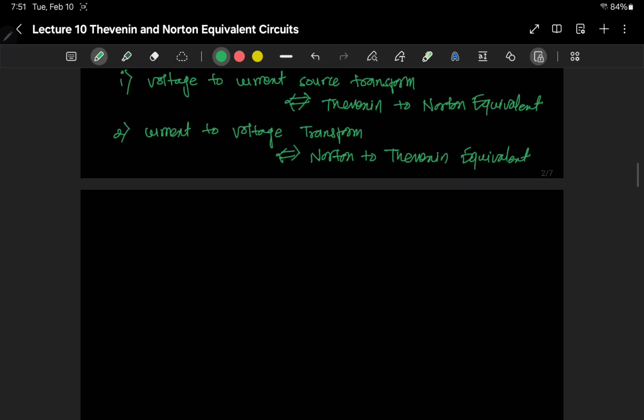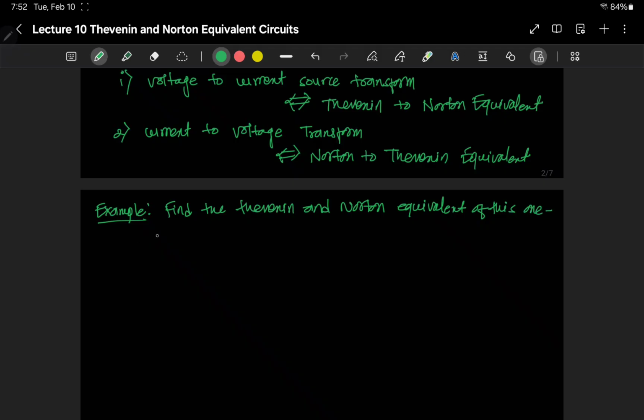Okay, let's look into a practical example, and we'll see how we can calculate the equivalent of the one port network. Here is the example question, which is asking us to find the Thevenin and Norton equivalent of this one port network.